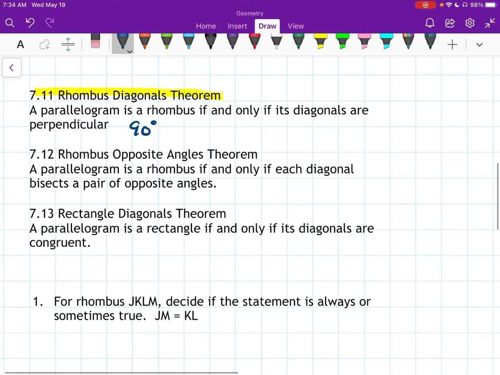So let's see if I can draw a little bit of a picture of this. Diagonals, and we've got a right angle in there, right? And I can also put the little tally marks on the sides of it like that. So that would be a rhombus with its diagonals drawn in, and the diagonals meet at a 90-degree angle.